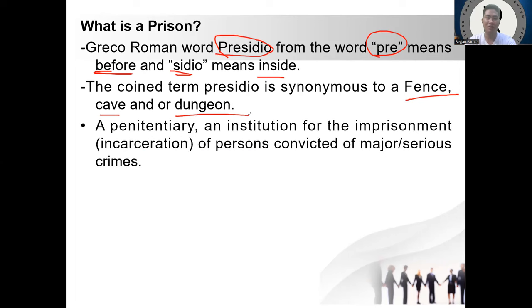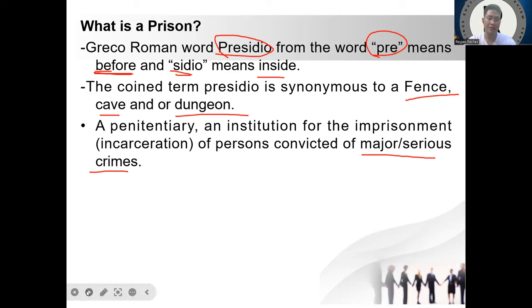Then of course, pag sinabi natin prison, it is also a penitentiary. It is an institution for the imprisonment, of course, for incarceration, for the person convicted, class, of the major or serious crimes na tinatawag natin. So basically, sa Pilipinas, ang prison, kanina sinabi ko, yan yung sa Bureau of Correction kapag 3 years up yung punishment or penalty. So meaning major or serious offenses ang na-commit niyang crime. So that's why doon siya ilalagak ngayon sa Bureau of Correction.